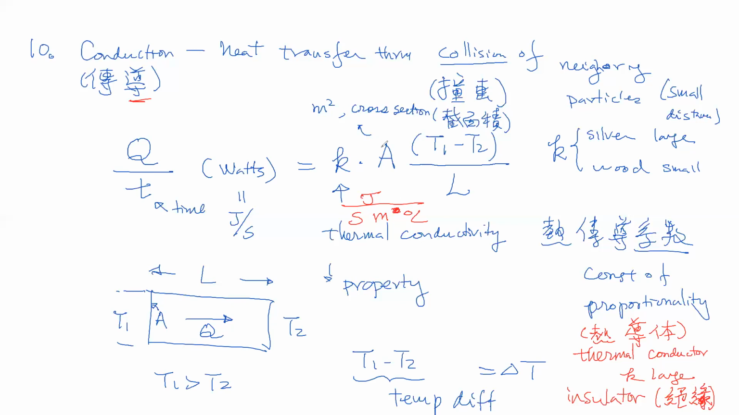So when you cancel all the M and A, the A and L, then the M is gone. When you cancel out the degree C, that's gone. So it becomes joule per second, and this is joule per second on the left-hand side. Okay, so that's the conductivity.